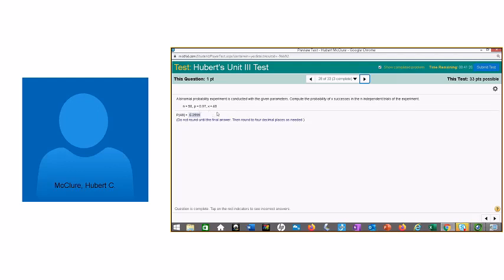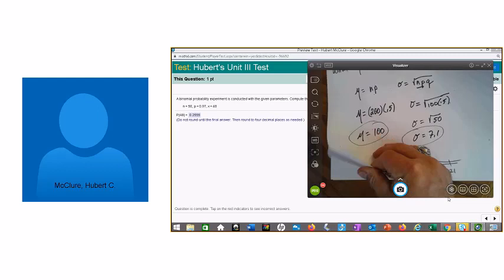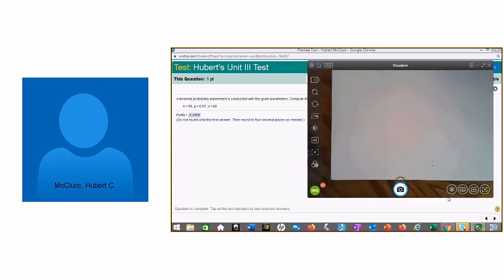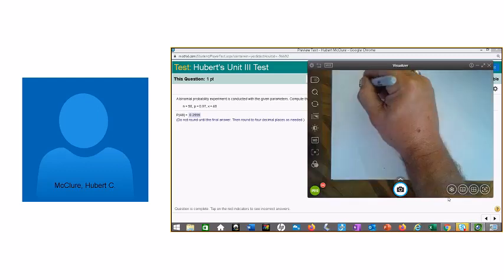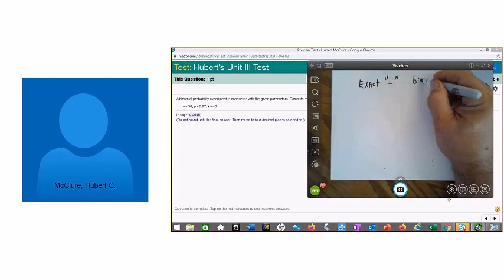NPX, binomial. Now this is exact. All right, remember, exact. And I know I went over this in class, but I'm going to go over it again. Exact means equals, which means binomial PDF. And I tell students PDF stands for precise. I don't even know how to spell precise. Okay?